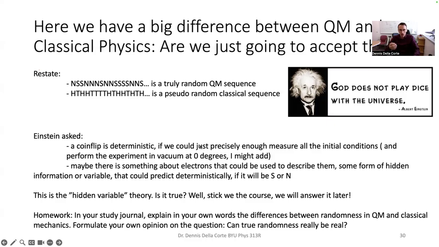Einstein asked if a coin flip is deterministic, if you would just know precisely enough all the initial conditions, maybe there's something similar going on with the electrons. And if we would just be able to express that hidden information, some type of variable, some type of information, then we could predict deterministically that it will be in south or north. So this is sometimes called the hidden variable theory.